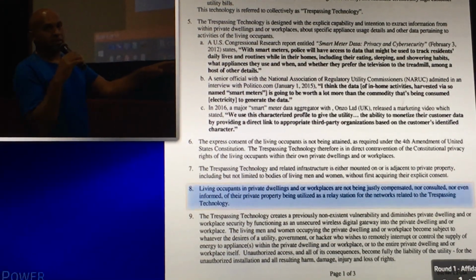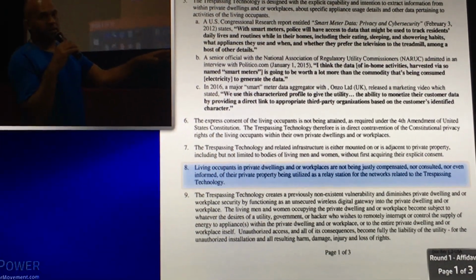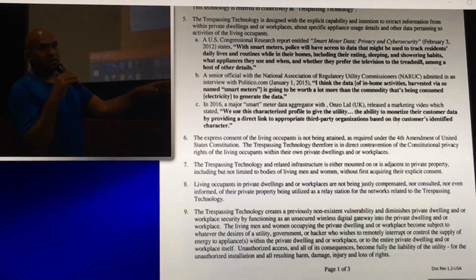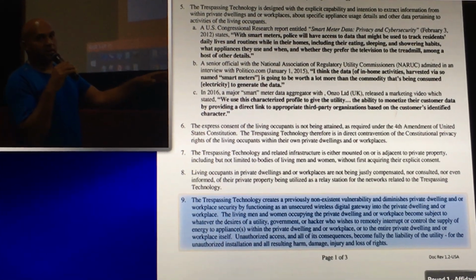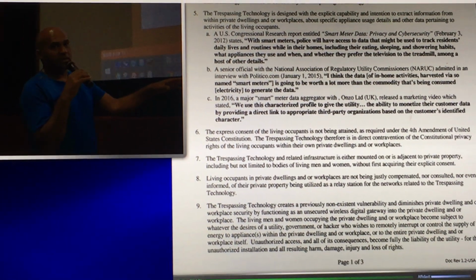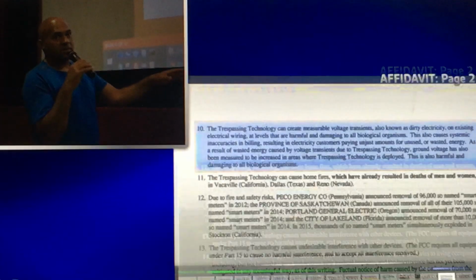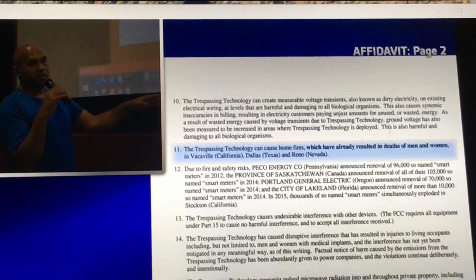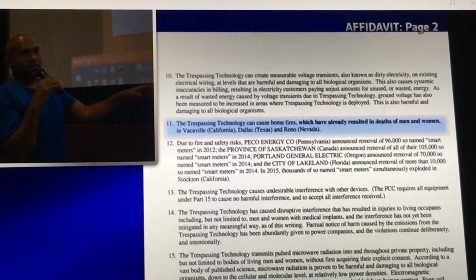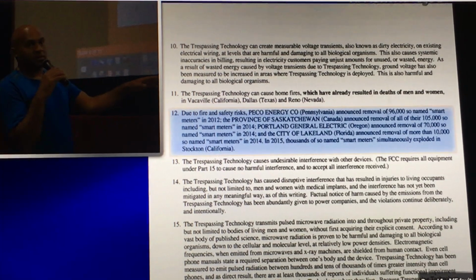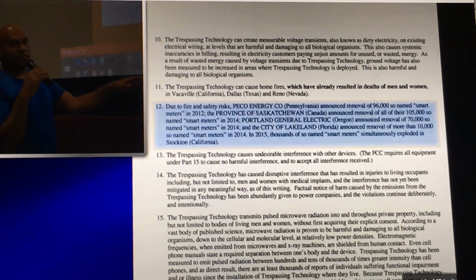Point 8 states that private property is serving as a relay station for corporate systems without compensation, consultation, or disclosure of facts. Point 9 outlines the hacking vulnerability and potential shutoffs caused by smart meters and the smart grid, and the utility's liability in all resulting harm. Point 10 speaks of the voltage transients or dirty electricity and the resulting harmful effects. Point 11 summarizes the widespread house fires caused by so-called smart meters, including several fatalities. Point 12 outlines a list of mass replacements due to fires and explosions.